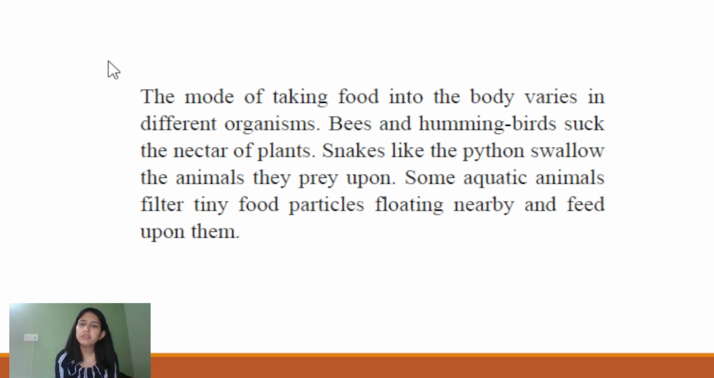So the mode of taking food into the body varies in different organisms. Bees and hummingbirds suck the nectar of plants. Snakes like the python swallow the animals they prey upon. Some aquatic animals filter tiny food particles floating nearby and feed upon them. So different organisms have different feeding habits according to the food that they eat. I hope this is clear to you, how different animals feed upon different foods.